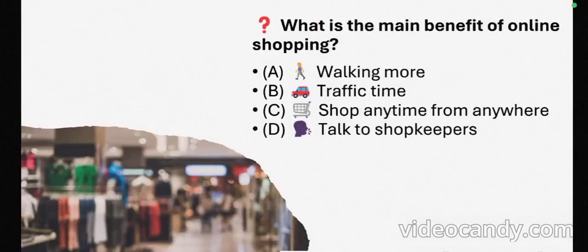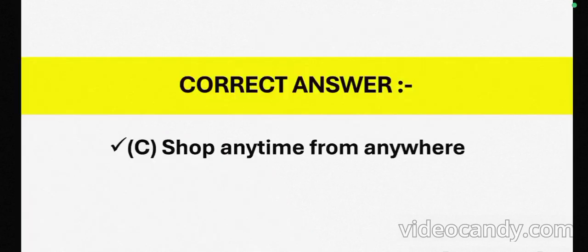Next, the last question. What is the main benefit of online shopping? Option A, working mode. Option B, traffic time. Option C, shop anytime from anywhere. And option D, talk to shopkeepers. We already know this answer. It's option C, shop anytime from anywhere, because it's super convenient and products get delivered to your home.